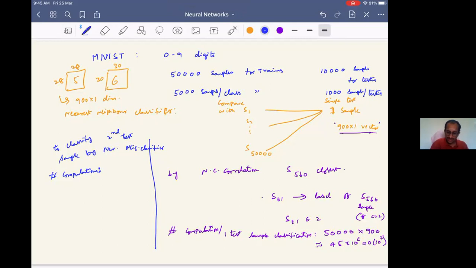See, what do you do with this second test sample? You take the second test sample and compare with each of them, and whichever class it is closest to, you put that class label. So how many computations will be required to classify the second test sample? The same number. So again you require 45 into 10 power 6, again order of 10 power 7.